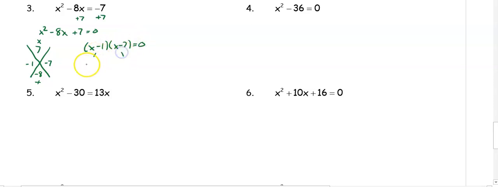And we can take each part and set it equal to 0. So x minus 1 equals 0, and x minus 7 equals 0. We can add 1 to both sides, so x equals positive 1. And we can add 7 to both sides, so x equals positive 7.